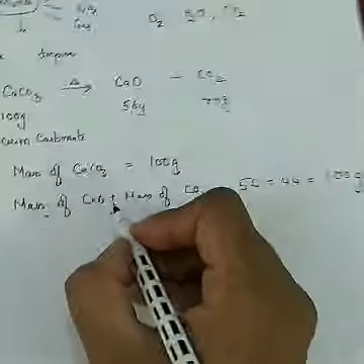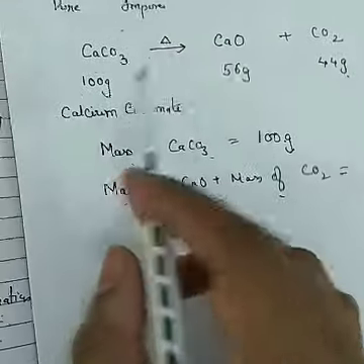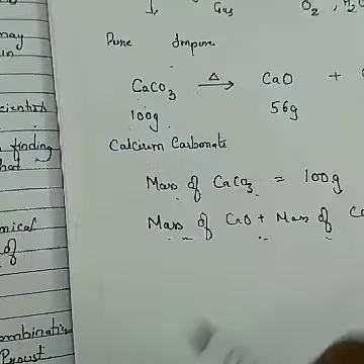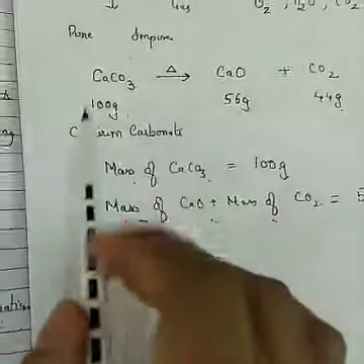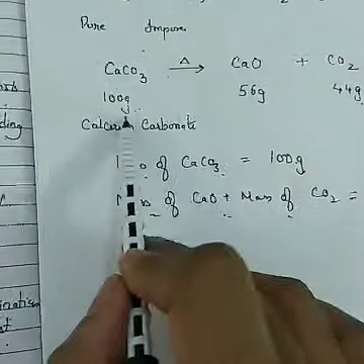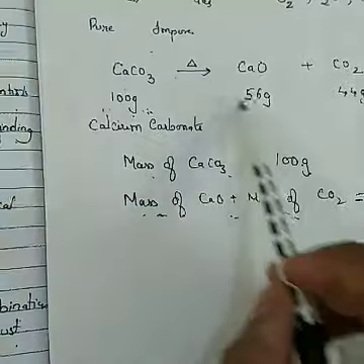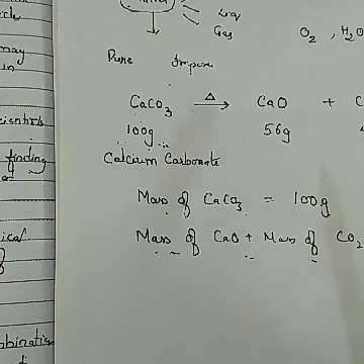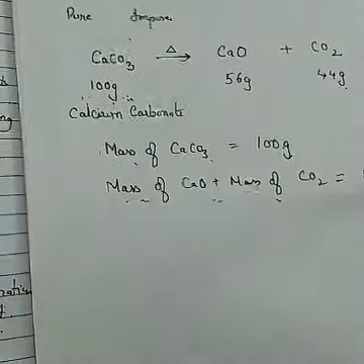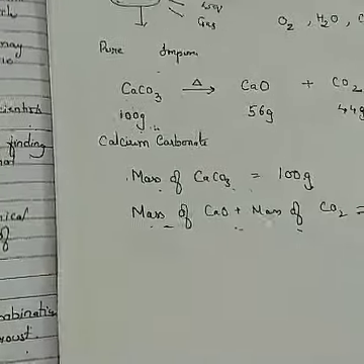So this is the law of conservation of mass. It states that mass can neither be created nor be destroyed in a chemical reaction. If you take 100 grams of reactant, that is, 100 grams of calcium carbonate, you will get 100 grams of product also. That is, the mass of reactant is always equal to the mass of product. This is the law of conservation of mass.